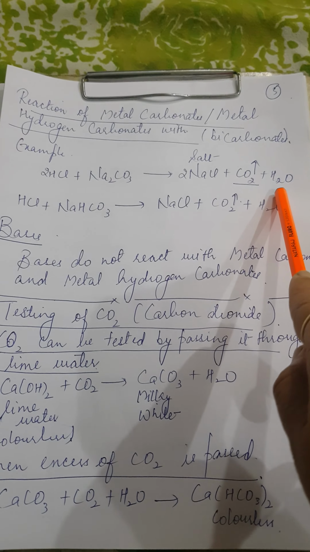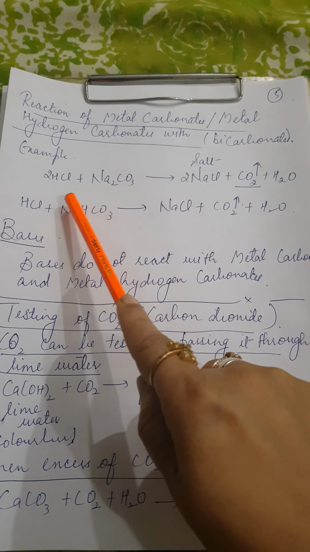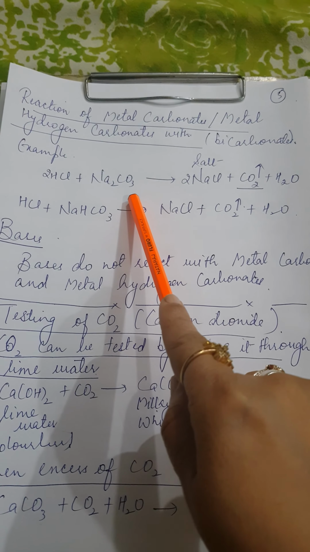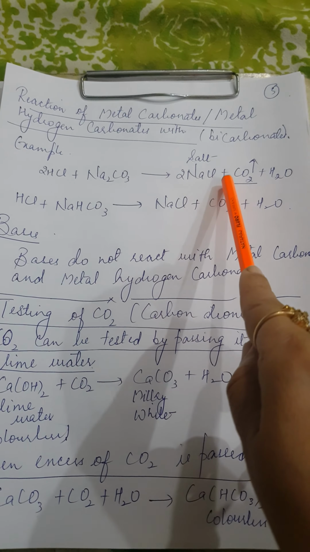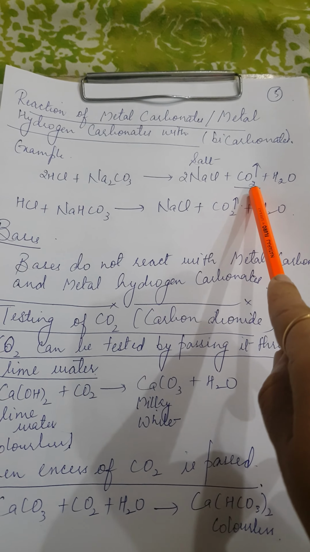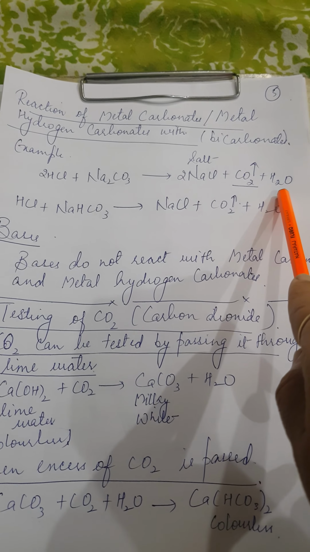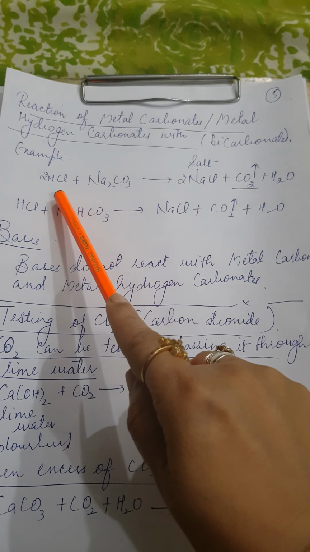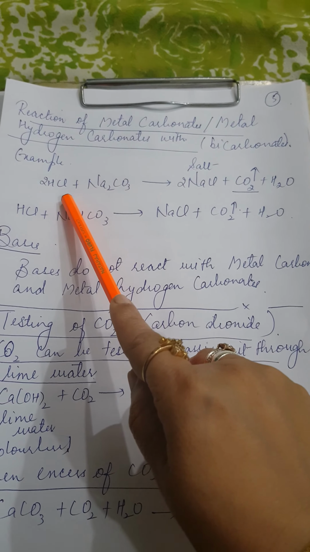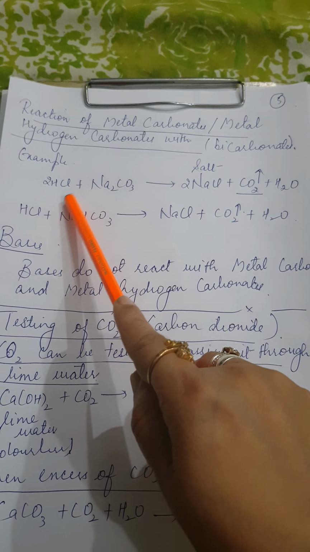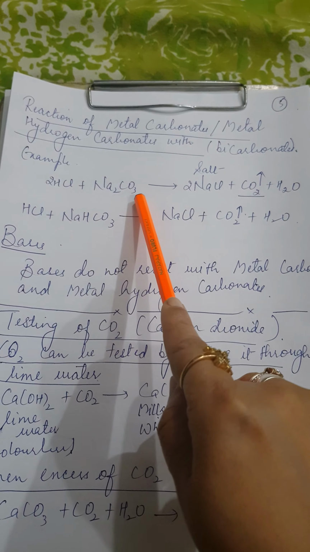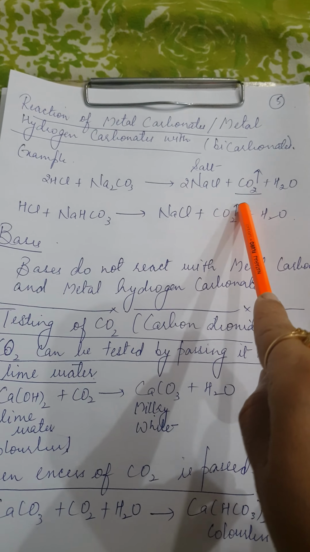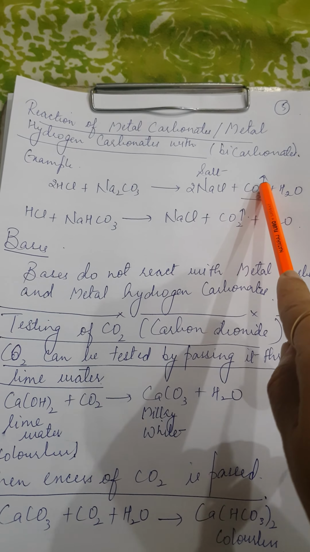obtained. I am repeating, when acids are treated with metal carbonates, salt, CO2 and water are obtained. So, what you can remember, when acids are treated with metals, hydrogen gas is released, while when acids are treated with metal carbonates, CO2 gas is released.